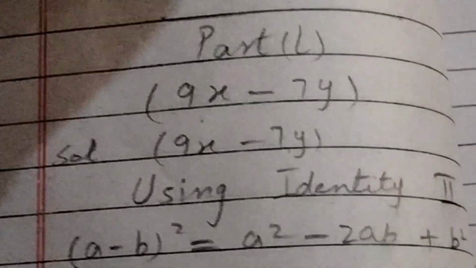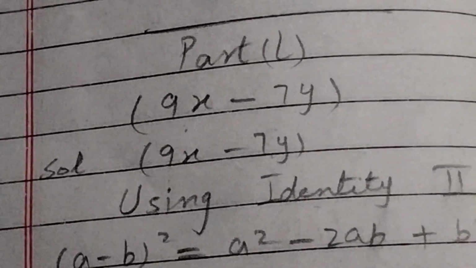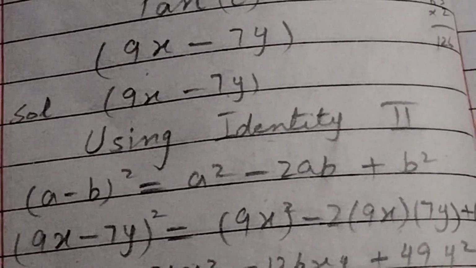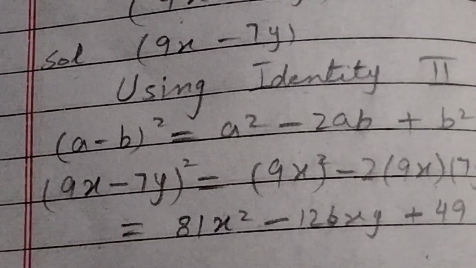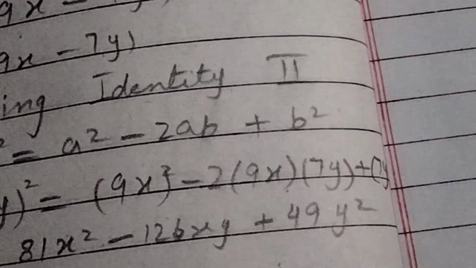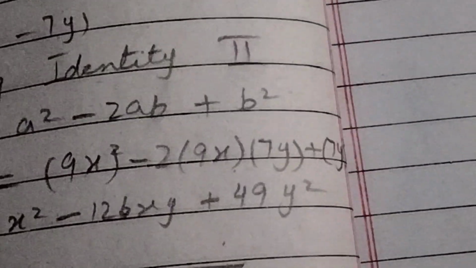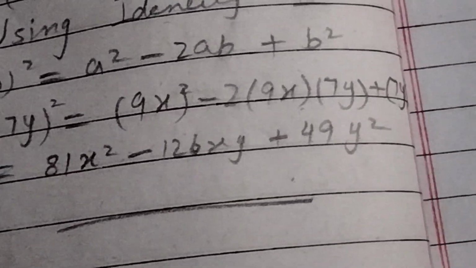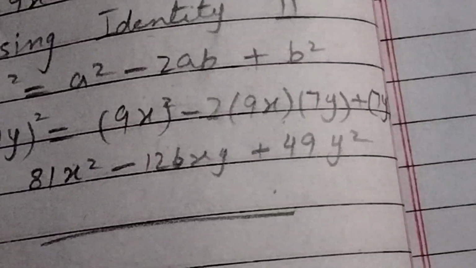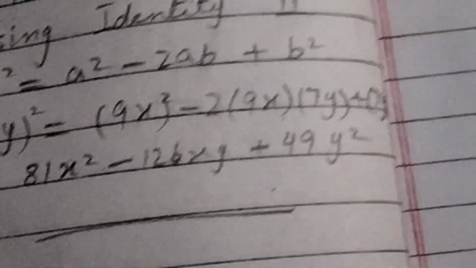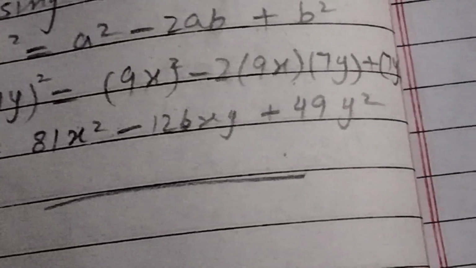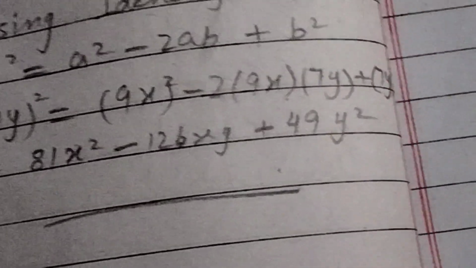Part L, which is the last one of question number 1, 9x minus 7y. Using identity number 2, putting the values of this part, 9x minus 7y whole square is equal to 9x square minus 2 times 9x times 7y plus 7y whole square. So after multiplication we get 81x square minus 2 times 9 times 7, so 2 times 7 is 14 and 14 times 9 is 126xy, plus 49y square.